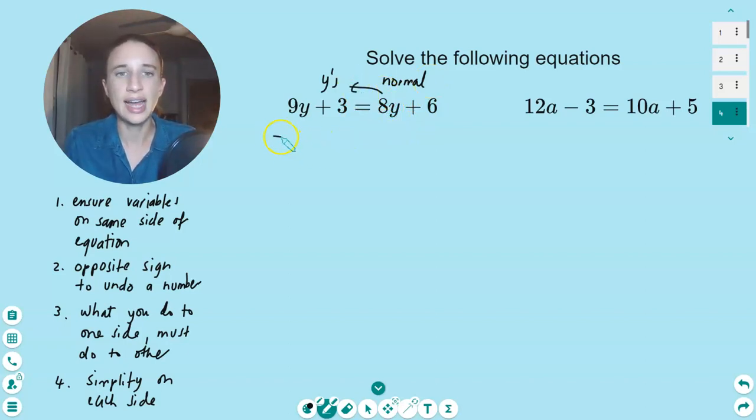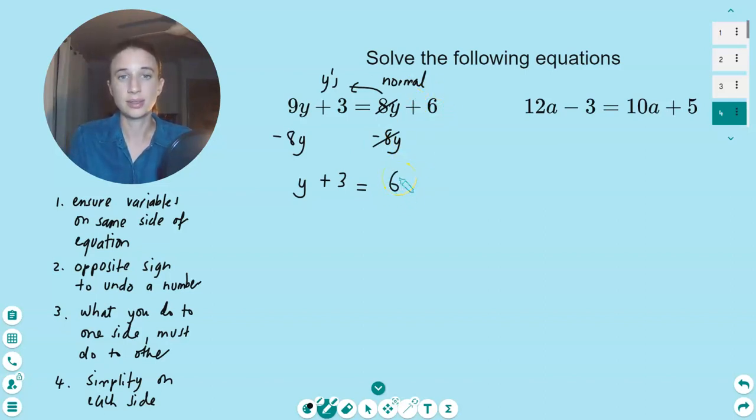So I've got to take 8y. And what I do to one side, I do to the other. You're always simplifying in between steps. So 9y take 8y will just give us y, or 1y. Don't forget the plus 3. 8y take 8y, well, that is just 0. We've successfully cancelled. We're left with a 6 on the other side.